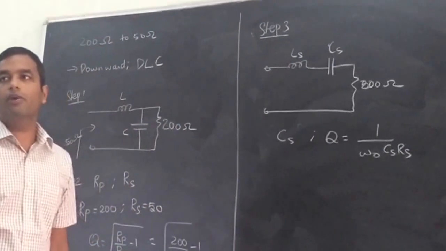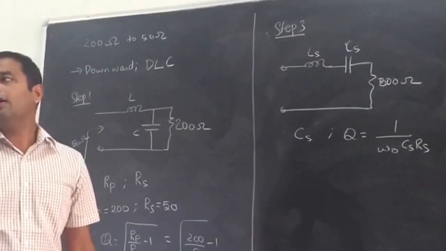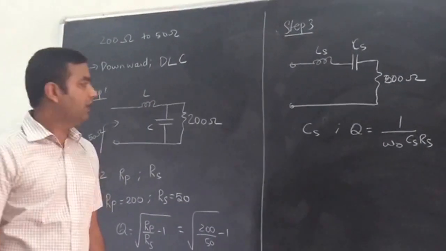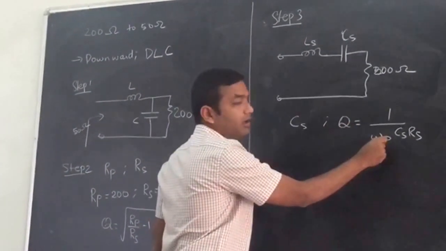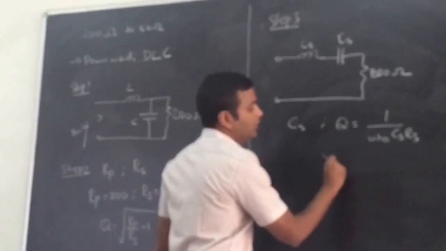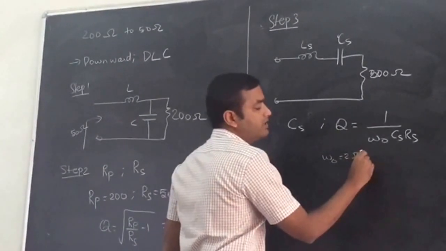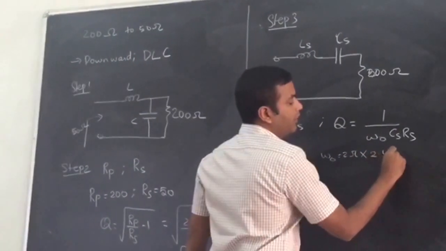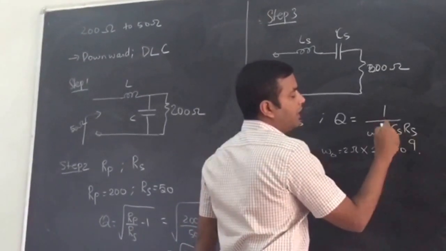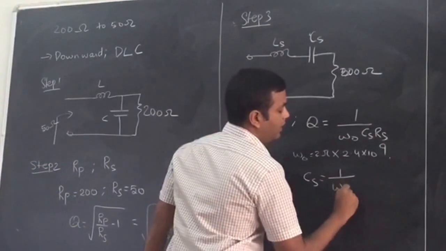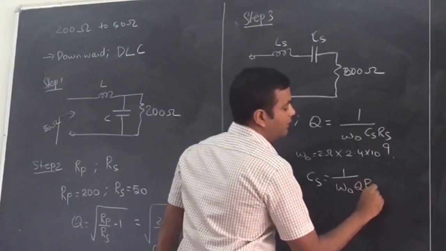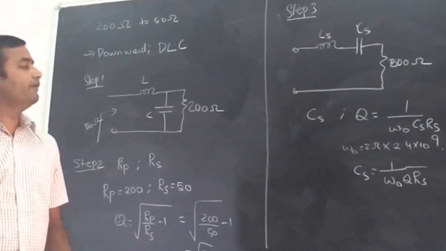Yes or no? Right. So I have the quality factor Q. I have omega naught, 2 pi f. What is f? 2.4 into 10 power 9. I need CS. So CS is equal to 1 over omega naught Q RS. Tell me, what is CS?